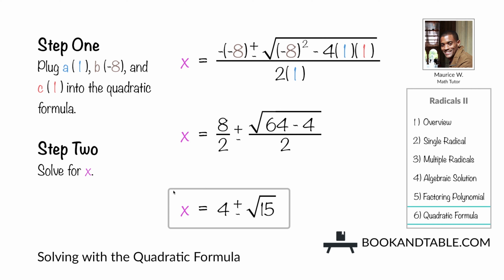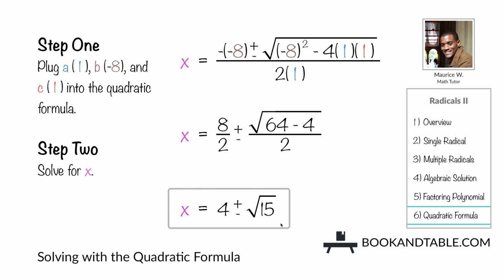So we were able to solve for x by plugging the coefficient of x squared, the coefficient of x, and our constant c into the quadratic formula. And then we solve for two values of x, 4 plus the square root of 15 and 4 minus the square root of 15. And then we would check this answer by plugging it into the original equation like we did for the other methods.